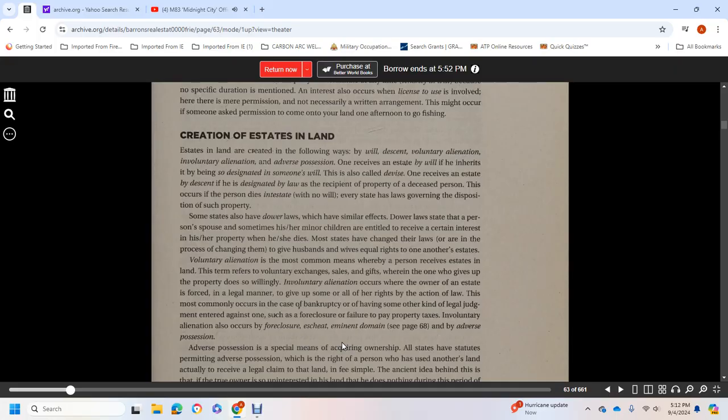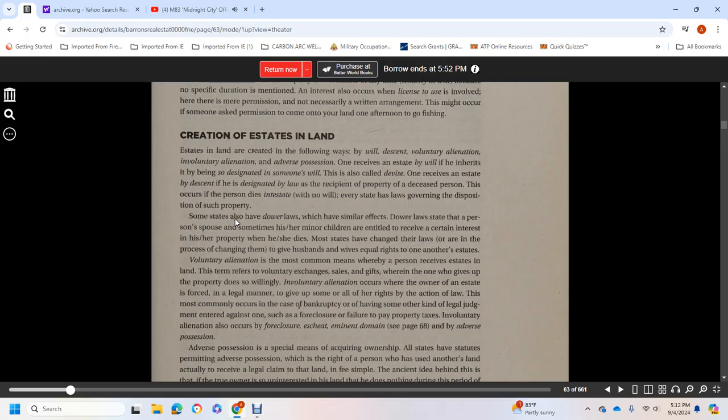One receives real estate with a will if he inherits it, being designated by someone's will. This is all called a devise. One receives this estate by descent if he is designated by law as a recipient of the property of the deceased person. This occurs if the person dies intestate, without a will.